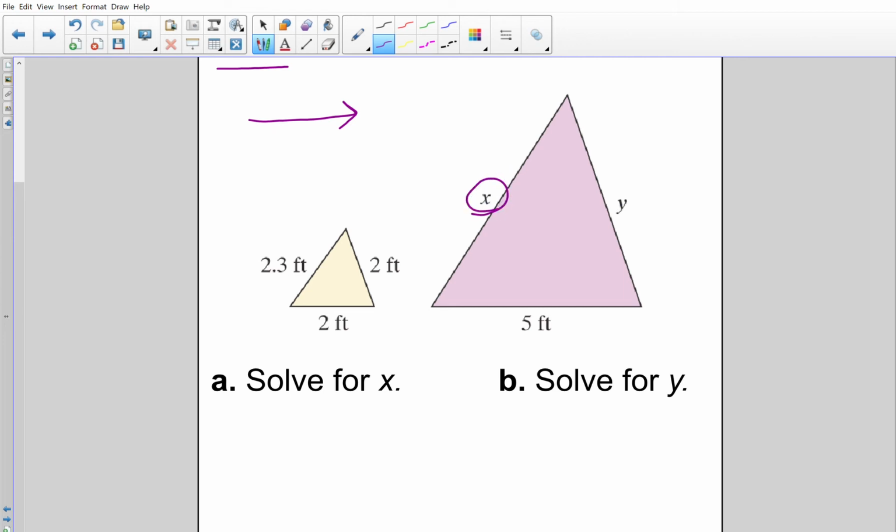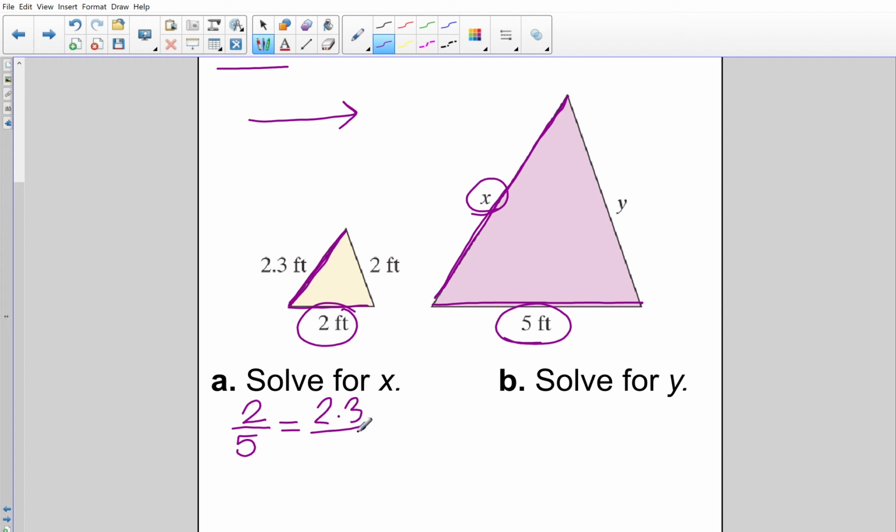So in order to set this up as a proportion, I need to find two pieces that are already complete on my triangle. So my two corresponding bottom pieces, they have the information. So I'm going to set up my proportion with 2 to 5 equals. So then I want x. So I look on this piece and I see that 2.3 is the same side on the triangle as x. So I set it up as 2.3 corresponding to x. So when I do that, I'm able to now solve the proportion to figure out what x represents.